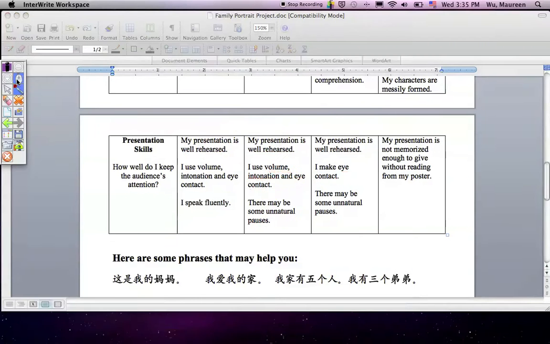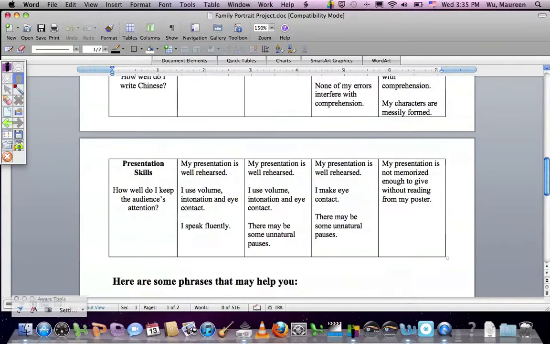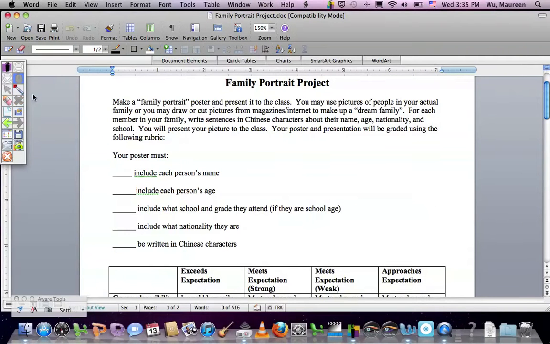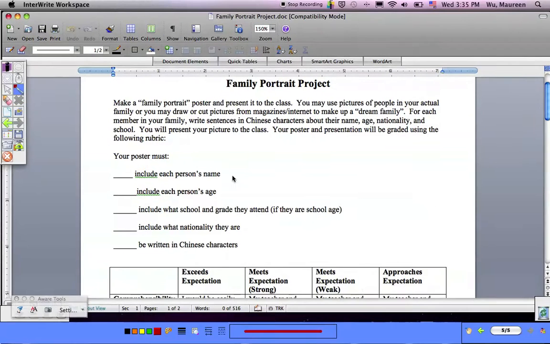Now, what to say in your presentation. Let's go back up here to what your poster must include. What is one sentence you can ask, or one sentence you can say to include the person's name? So I'm going to pause a little bit. I'm hoping somebody's raising their hand. I'm going to offer an answer.